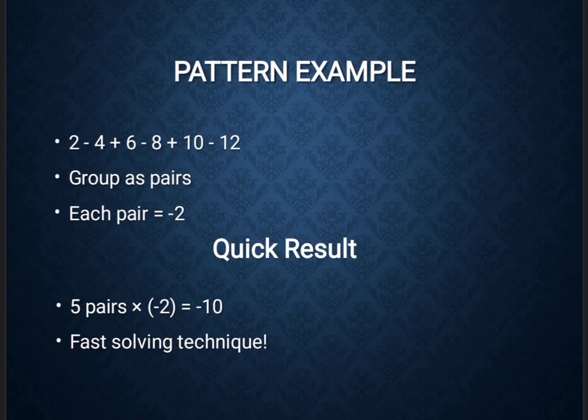So here the pattern example is provided. 2 minus 4 plus 6 minus 8 plus 10 minus 12. When we group it as pairs, each pair yields the answer minus 2. So 5 pairs of negative 2 is obtained. So 5 into negative 2 gives you negative 10. The fast solving technique helps you solve aptitude questions quickly.